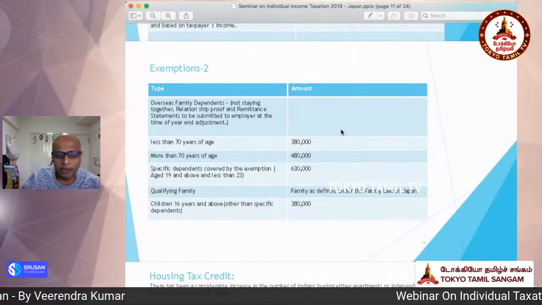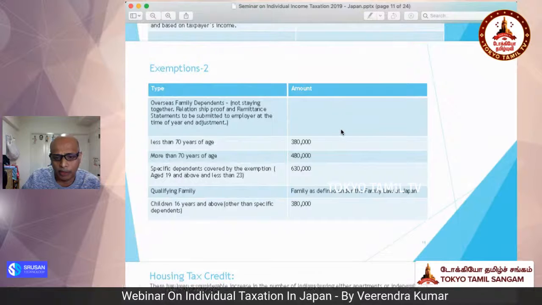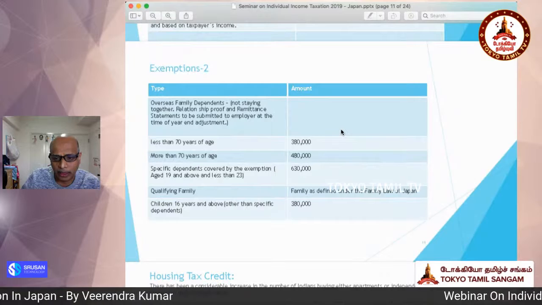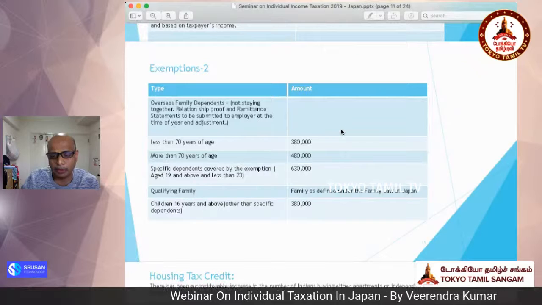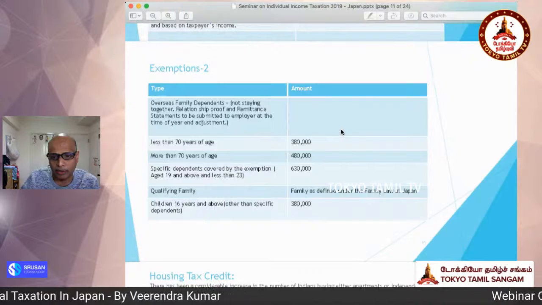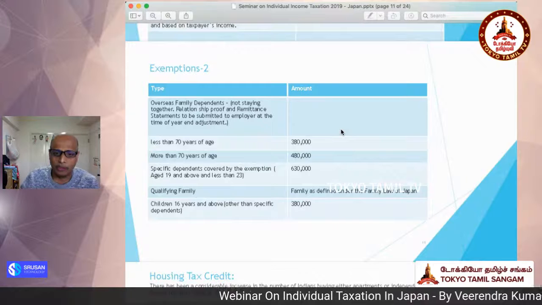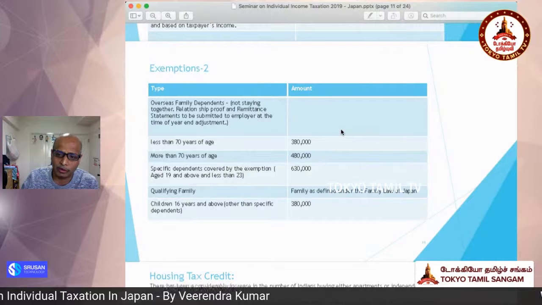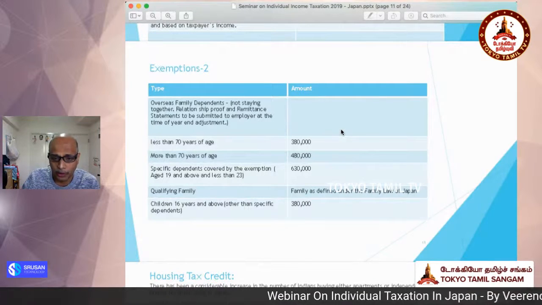Similarly, if you have any overseas dependents staying outside of Japan, and if you are financially supporting them for their livelihood in the place where they are living, depending on their age, you can claim a deduction subject to the condition that you provide the remittance statement and the relationship proof documents to your employer or to the tax office. So if the dependent whom you are supporting is less than 70 years of age, the deduction amount is 3,80,000, and if he is more than 70 years of age, it will be 4,80,000.